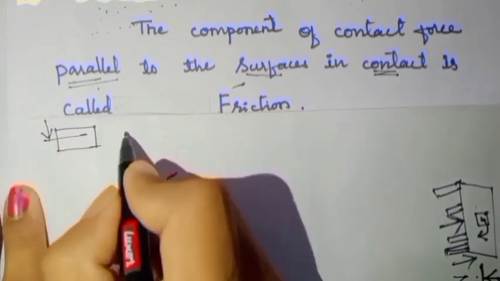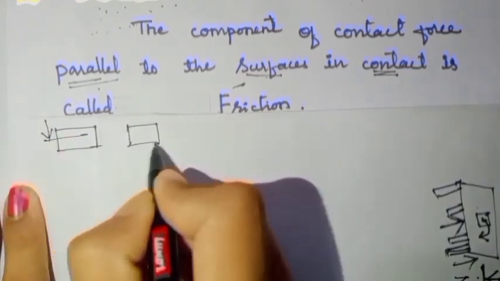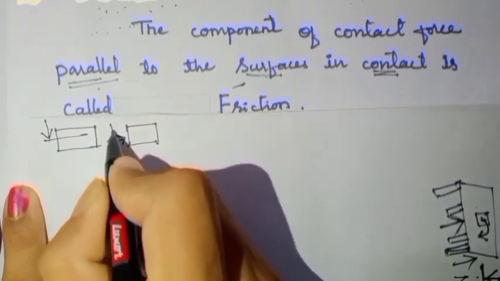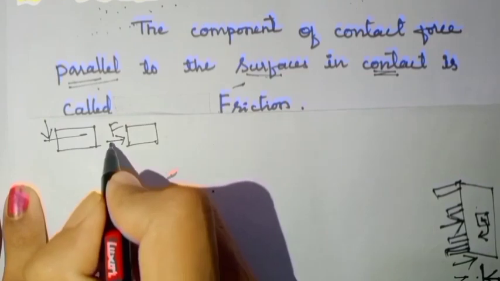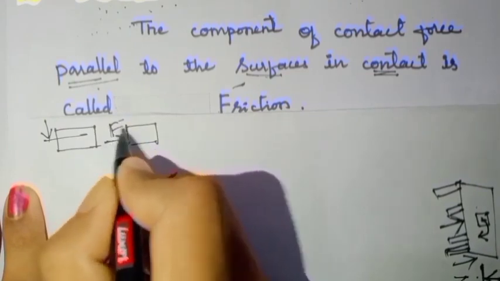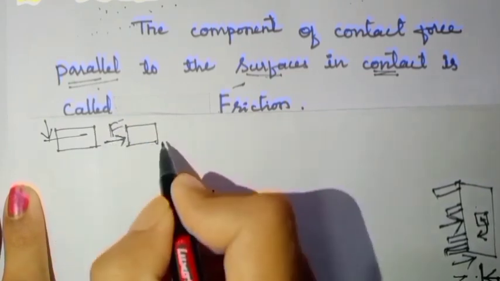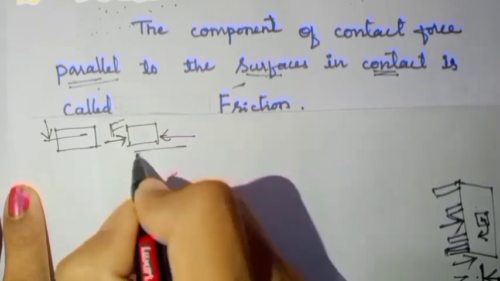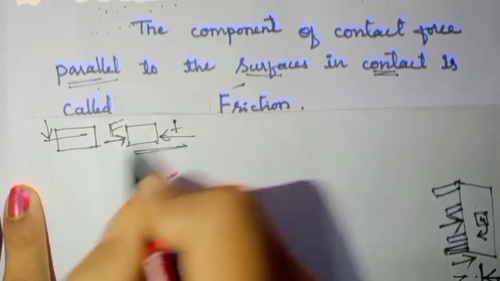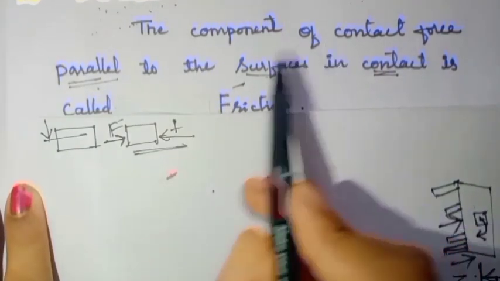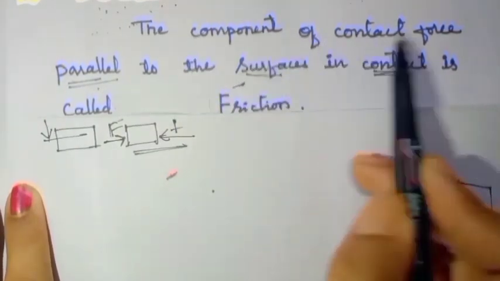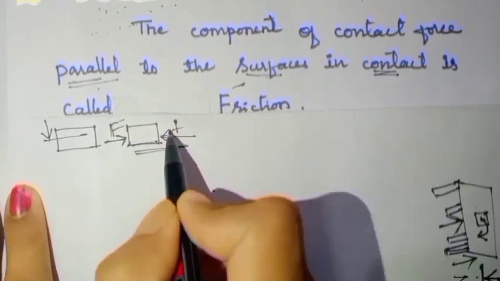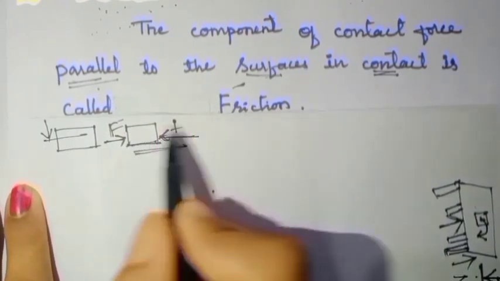Now for this object, if the applied force is in this direction, and an opposing force comes into play parallel to that force, what we call it as friction. It is the component of contact force parallel to the surface. So to this surface the force should be parallel, and to that force only what we call it as friction.